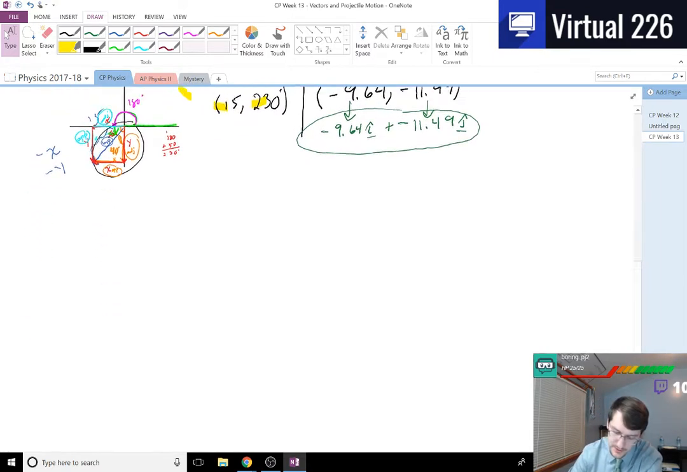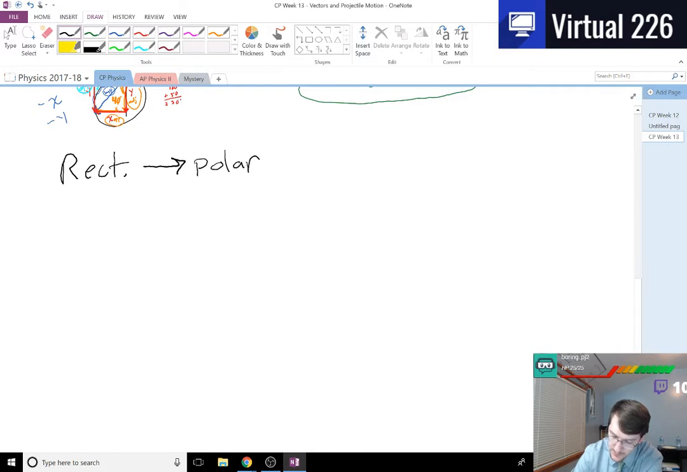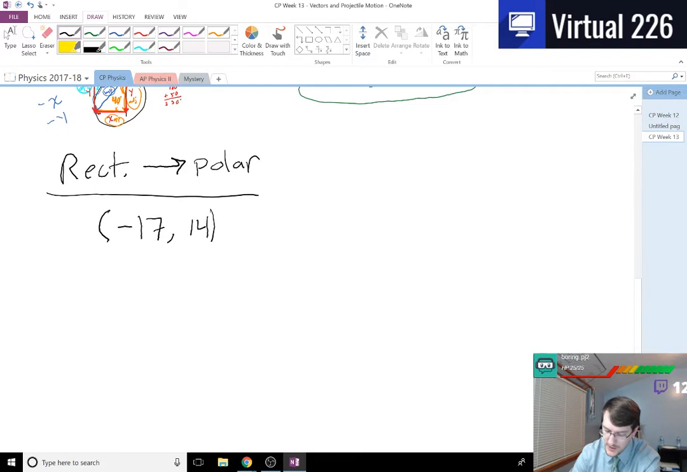If you want to see, let's see, what was it? Rectangular to polar, we can see these. Let's pretend for a second we have nothing. I only give you an x and a y direction. I say something like, hey, deal with this, -17, comma 14. Turn that into polar notation.